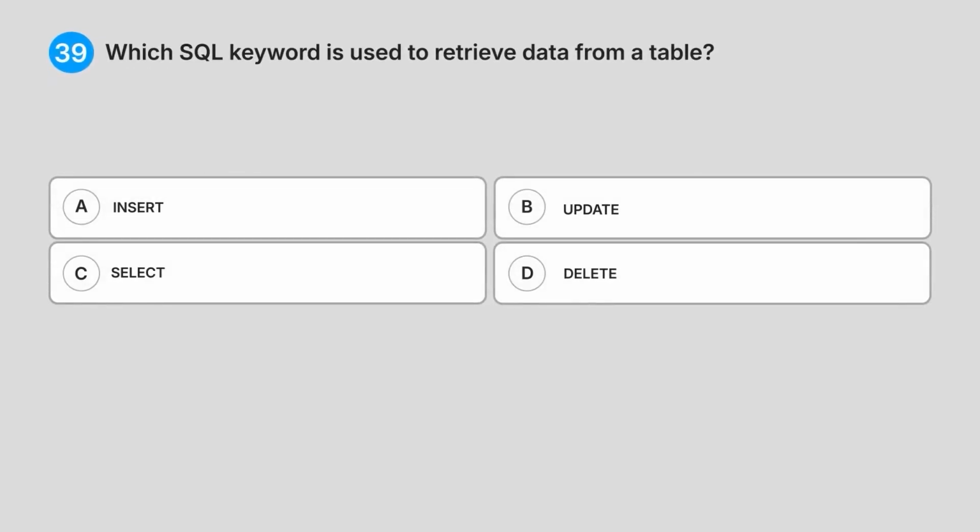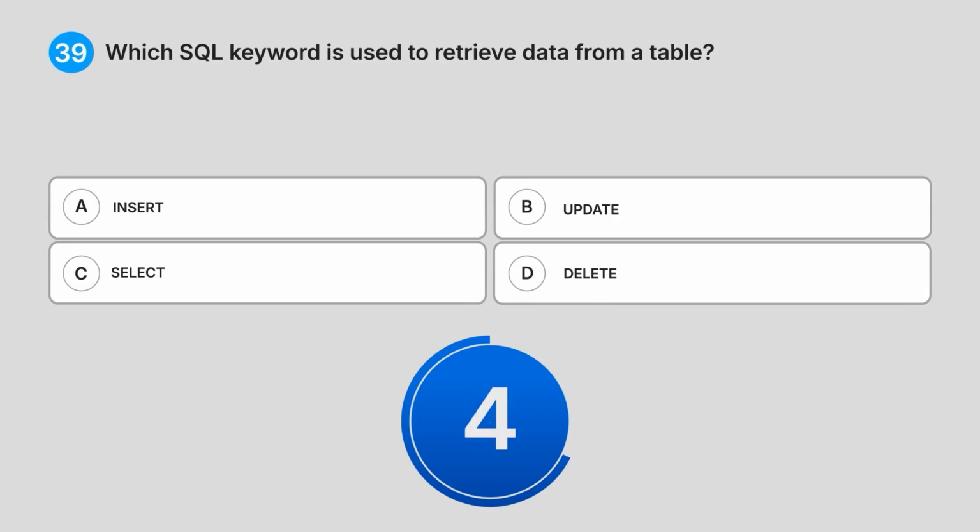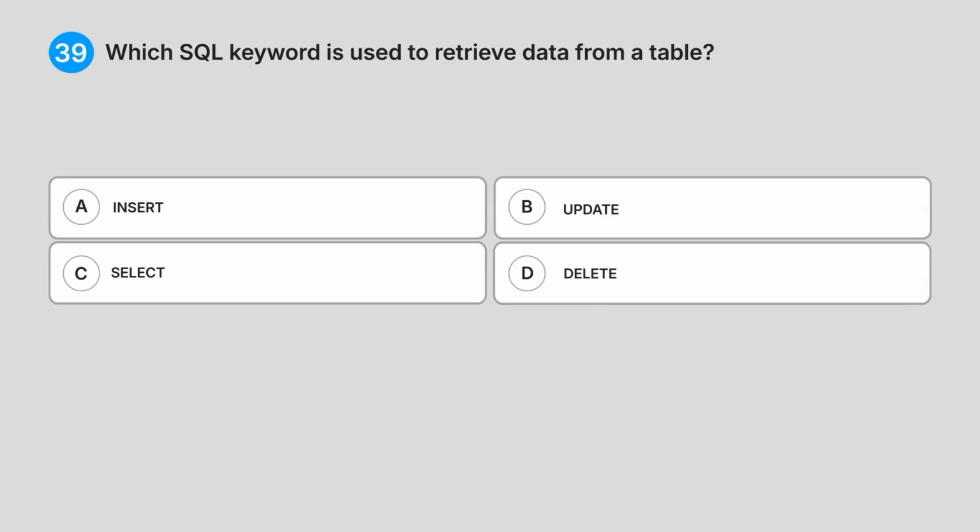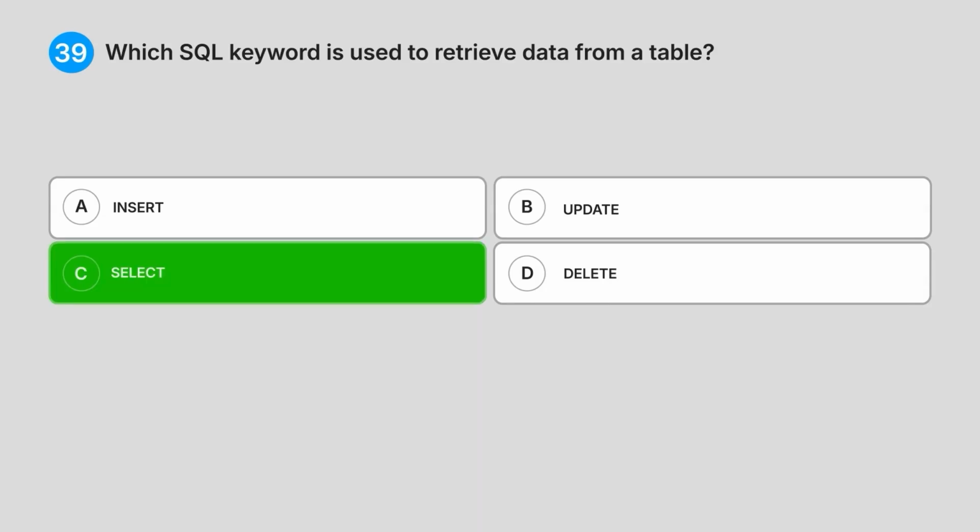39. Which SQL keyword is used to retrieve data from a table? A. Insert, B. Update, C. Select, D. Delete. What do you think is the answer? Correct answer, C. Select.